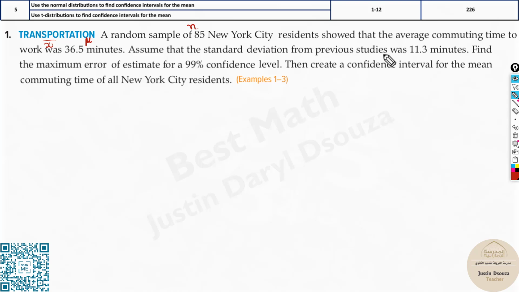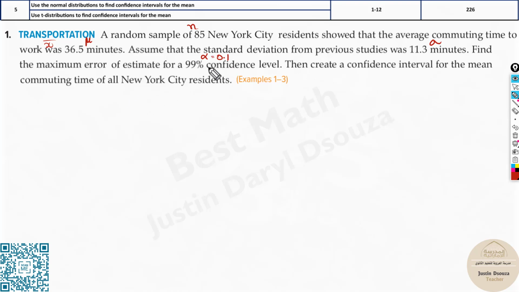And then they are telling us the standard deviation of previous studies was 11.3, standard deviation is sigma. Find the maximum error of estimate for a 99% confidence level. That means we don't use this 99% directly. We use the value of gamma, that is basically this is 99%, that's 0.99. So gamma will be 0.1. Then create a confidence interval for the mean commuting time for all New York City residents. With all this information, you can find the confidence interval.